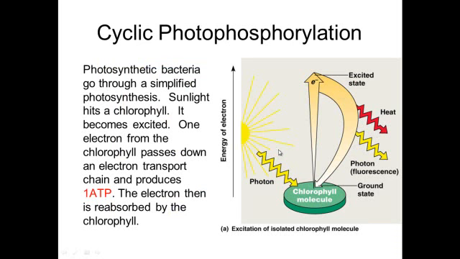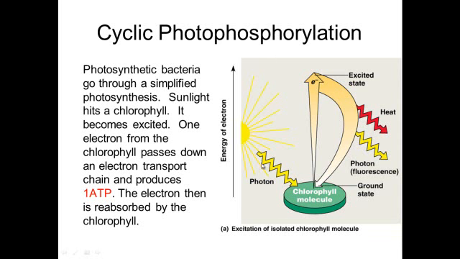Bacteria don't have a chloroplast. They don't have any organelles. But there are still some bacteria that go through photosynthesis, and those bacteria do have a membrane on the inside of their cell that is similar to a thylakoid. It's very simplified. On that membrane, they have a photosystem. It's actually photosystem 1. They go through a process of cyclic photophosphorylation, which is a very simplified photosynthesis.